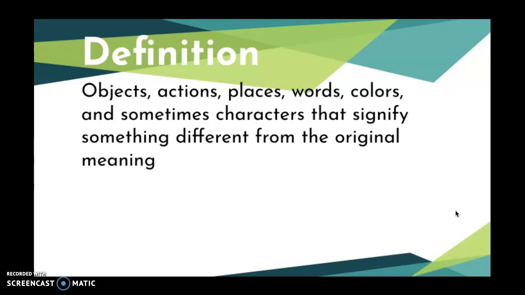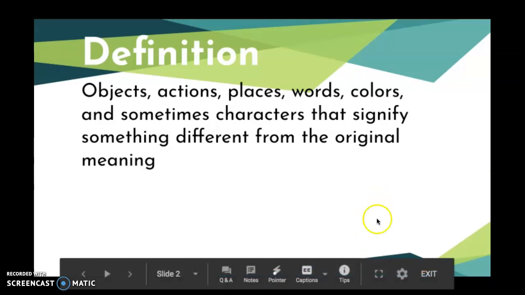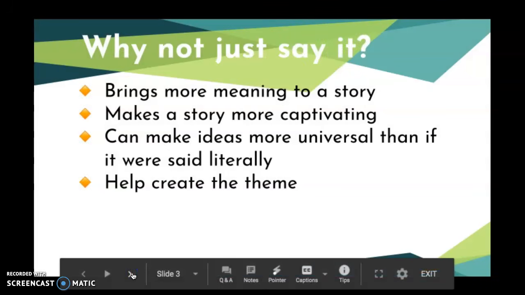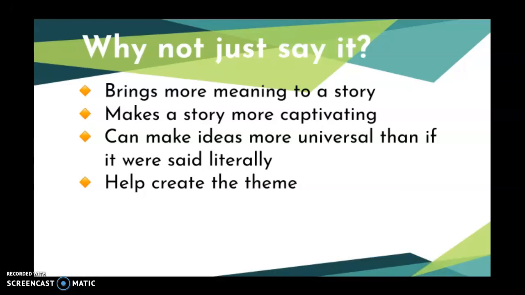We need to look at symbolism in literature because it helps us figure out the theme and the overall message of the story. So why don't authors just say it instead of making it more difficult and hiding everything in symbolism? The reason is because it brings more meaning to a story and it makes the story more interesting. It makes it more captivating if we have to work a little bit to find out.